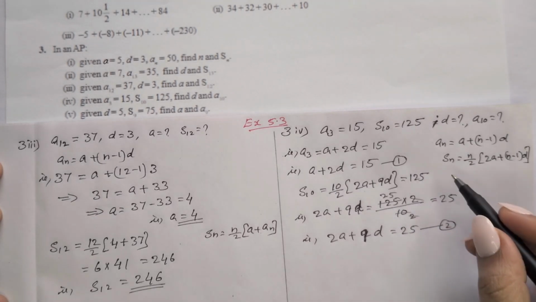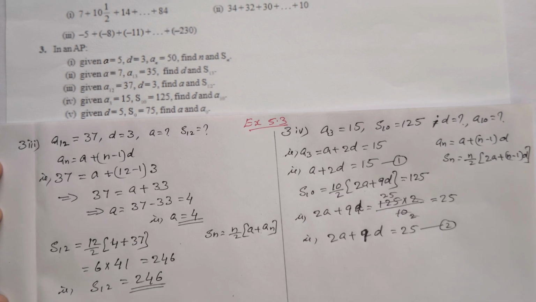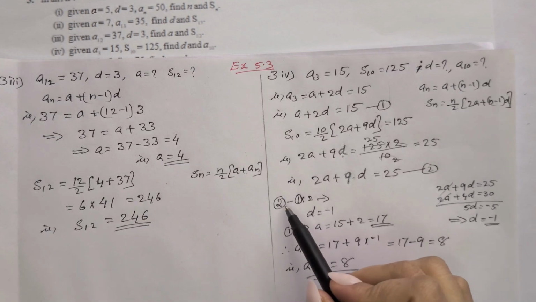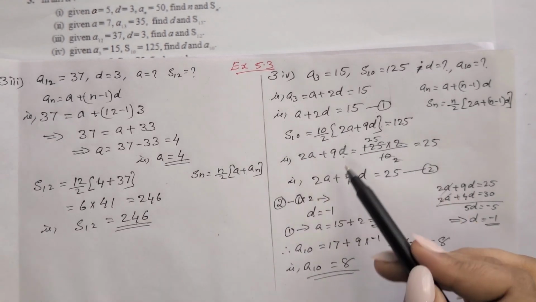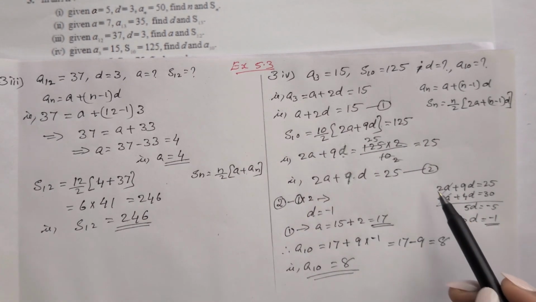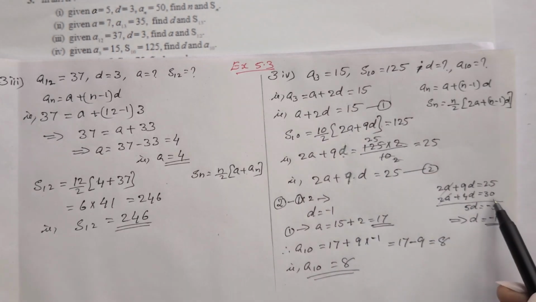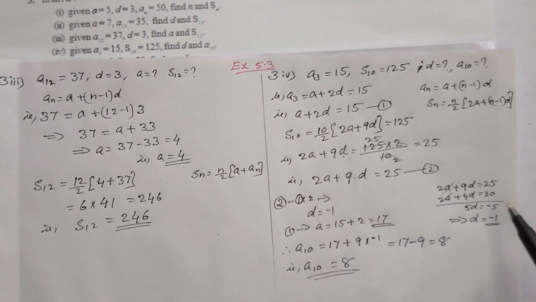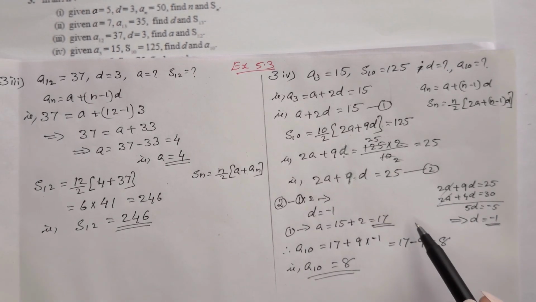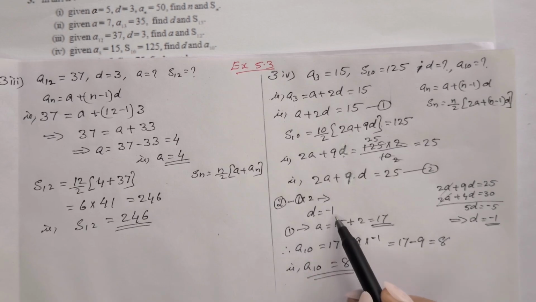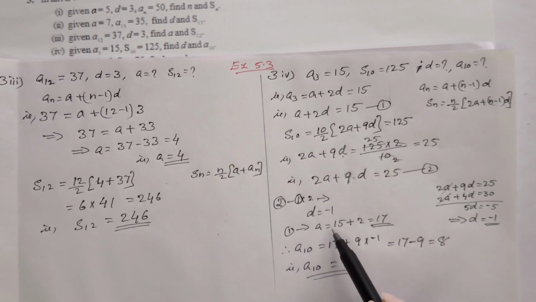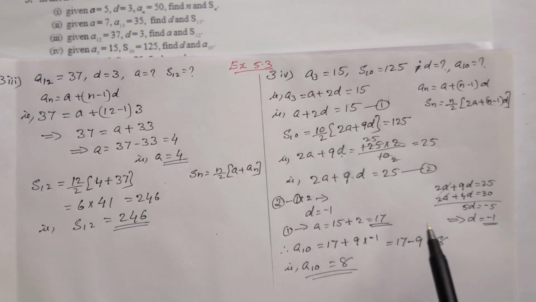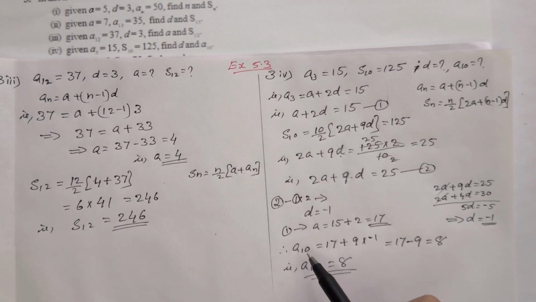From 1 and 2, solving 1 and 2, we can find a and d. When we are solving these two equations, equation number 2 minus, multiply the equation number 1 by 2. So that will come as 2a plus 4d is equal to 30. When we are multiplying the equation number 1 by 2 and subtract, d is equal to minus 1. Put that value in equation 1. D is equal to minus 1, that value. So a is equal to 15, moving that 2d to the other side, 15 plus 2 is equal to 17. That means first term.